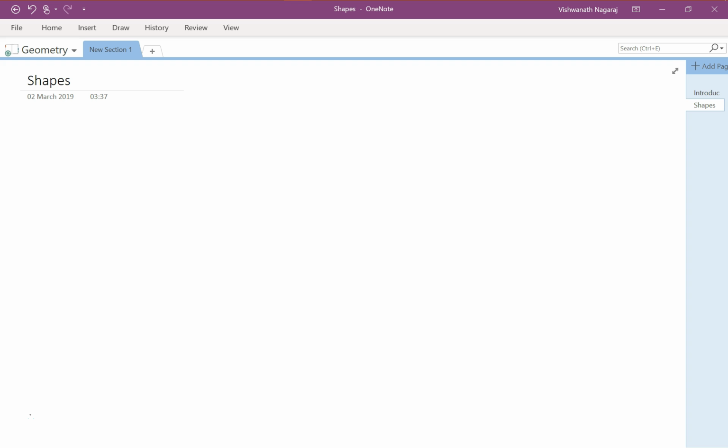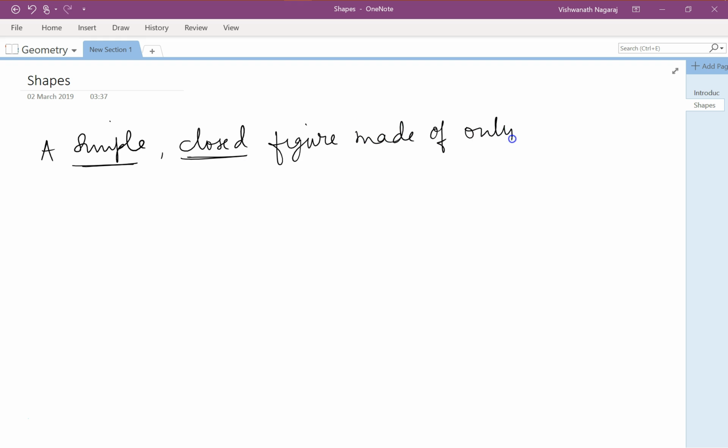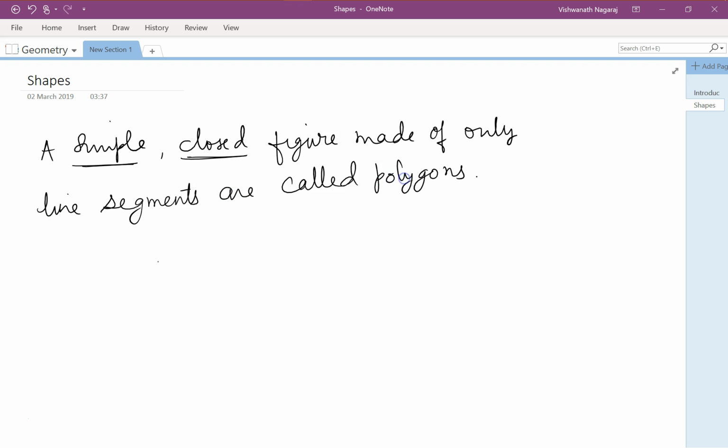Let's look at shapes today. Remember, simple has a particular meaning. Closed, again, closed has a special meaning. Shapes made of only line segments are called polygons. So they should be simple, which means they should not cross each other, or rather, the curve in case of a polygon should not cross itself.